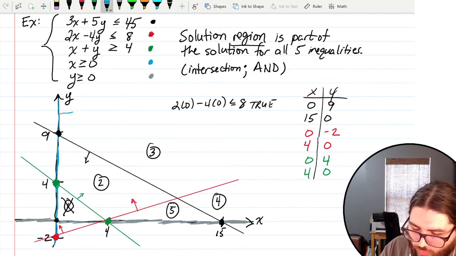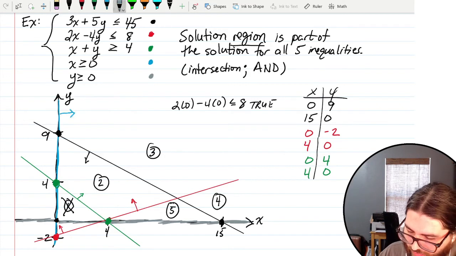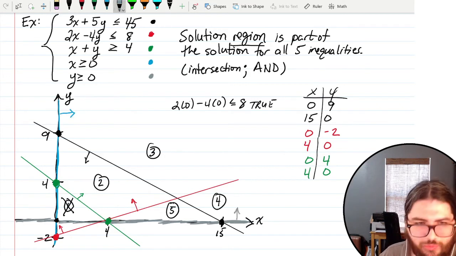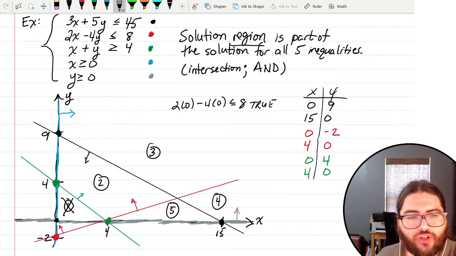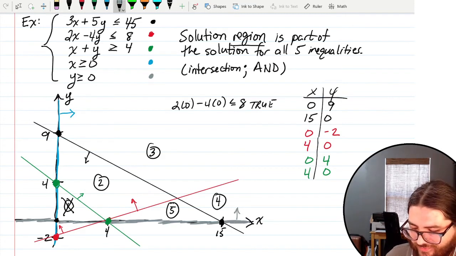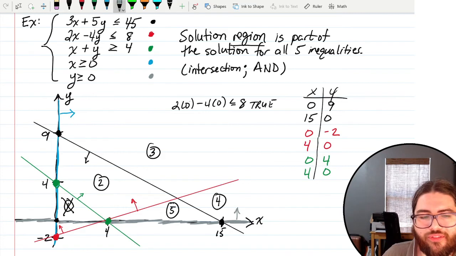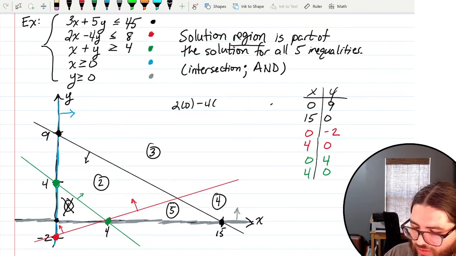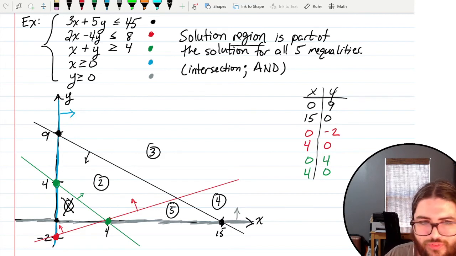Of course, when it comes to greater than 0, it automatically tells me which direction to shade for the blue line and the gray line. Putting all these arrows on the graph might feel wrong at first, but I think it's the fastest way to do this. To be honest with you, I probably should have done this before I even checked region 1.